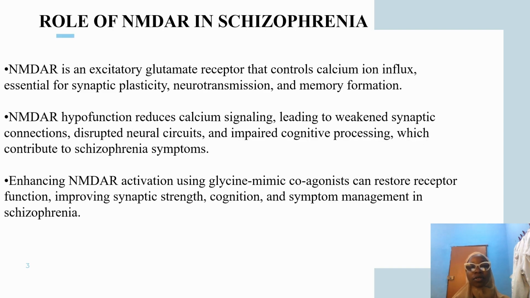Role of NMDAR in schizophrenia. The N-methyl-D-aspartate receptor, or NMDAR, plays a crucial role in brain function by regulating calcium ion influx, which is essential for synaptic plasticity, neurotransmission, and memory formation. NMDAR hypofunction leads to reduced calcium signaling, weakened synaptic connections, and disrupted neural circuits, contributing to schizophrenia symptoms. One promising approach to treating schizophrenia is enhancing NMDAR activation using glycine-mimic co-agonists to restore receptor function, improve synaptic strength, and manage symptoms.